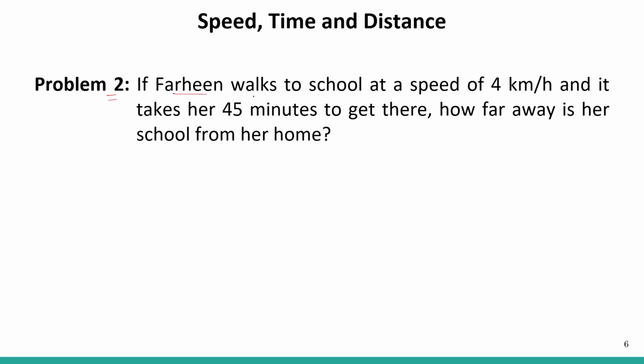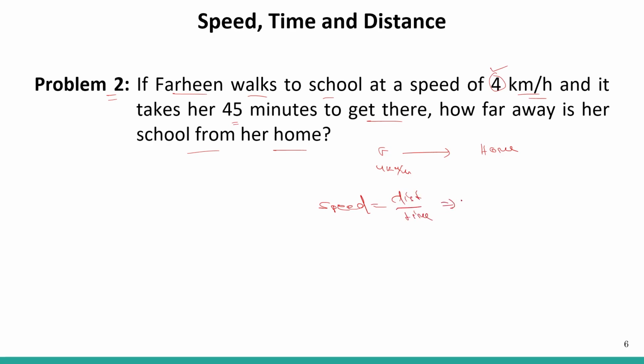If Fareen walks to school at a speed of 4 km per hour, it takes 45 minutes to get there. How far away is her school from her home? The speed of Fareen is 4 km per hour, and it takes her 45 minutes. Speed is equal to distance by time, that is what we know.